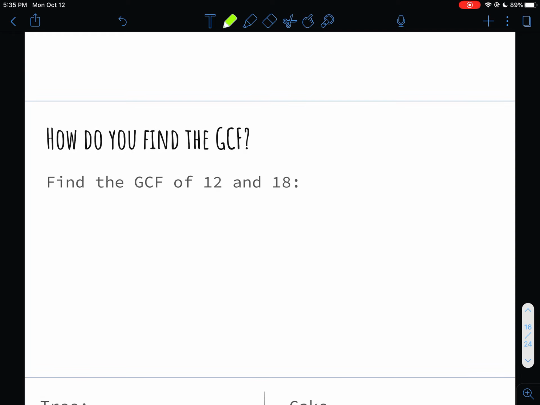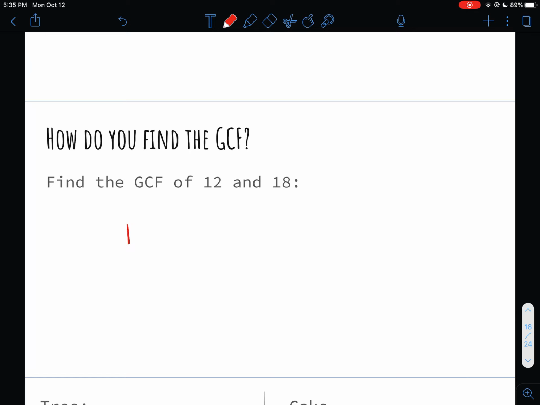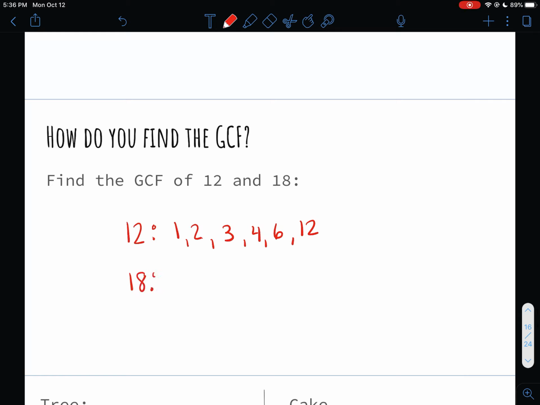So if I'm looking for the greatest common factor of 12 and 18, last year I am hoping that you were just taught to go and list all the factors. So factors of 12: 1 and 12, 2 and 6, 3 and 4. Then you have the factors of 18: 1 and 18, 2 and 9, 3 and 6.